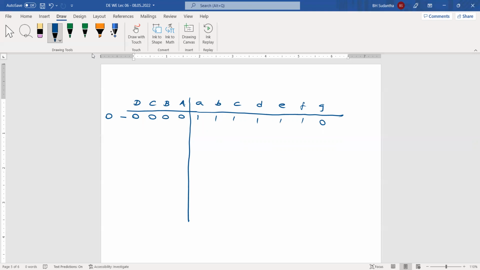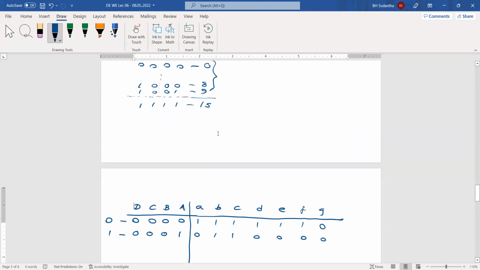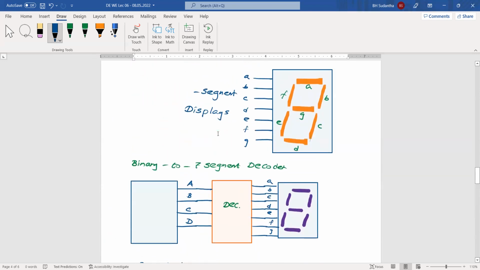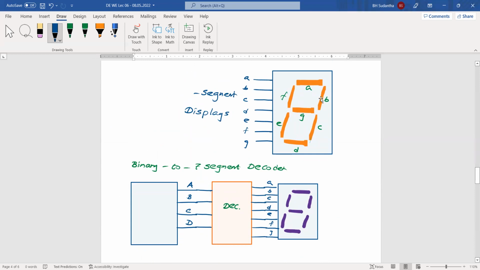Okay, then what is the next number? It's 0, 0, 0, 1. 1 means decimal number 1. Then how can we show number 1 there? Then B and C should be 1, 1. All other lines will be 0. Isn't it? To show number 1, you can turn on the B and C segments, and all other segments you can turn off.